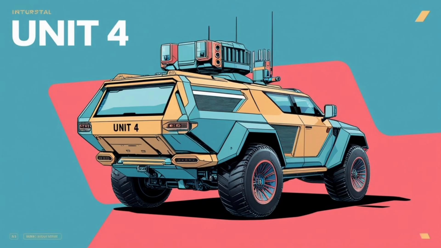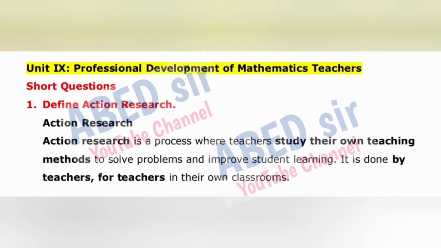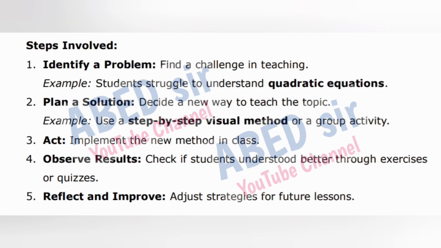Unit 4 first important short question is: define action research. Action research is a process where teachers study their own teaching methods to solve problems and improve student learning. It is done by teachers, for teachers in their own classrooms. Steps involved: 1. Identify a problem, find a challenge in teaching. Example, students struggle to understand quadratic equations.